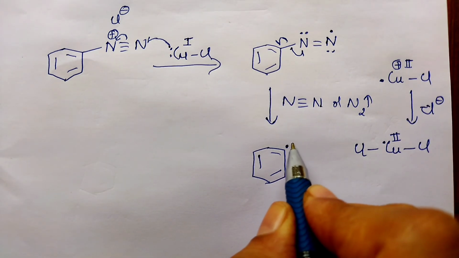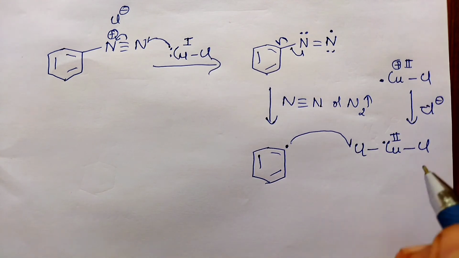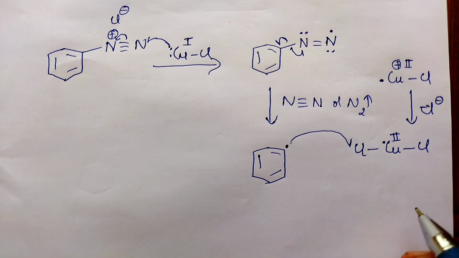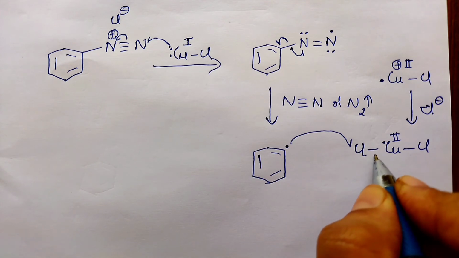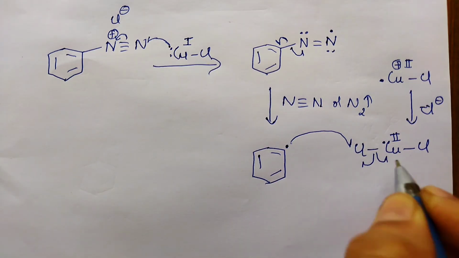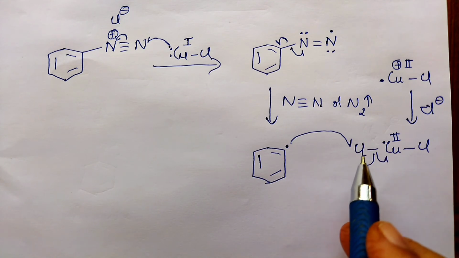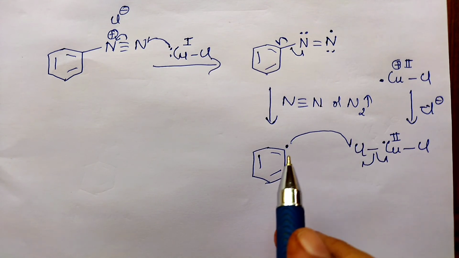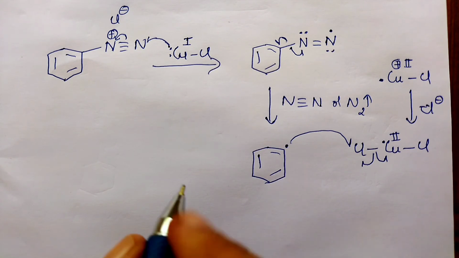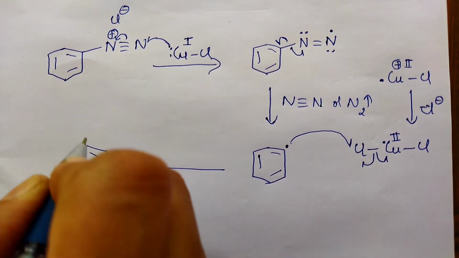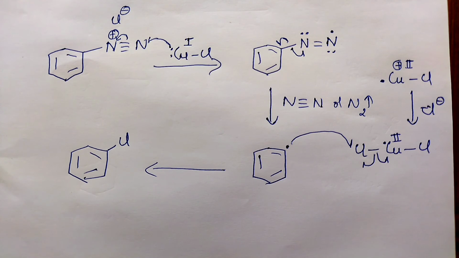This odd electron attacks on the chloro group of cupric chloride. At that time, copper chlorine bond undergoes homolytic fission like this. So the copper chlorine bond breaks. Now you have a chloro free radical that combines with this aryl radical, producing chlorobenzene. That is our final product of Sandmeyer reaction.